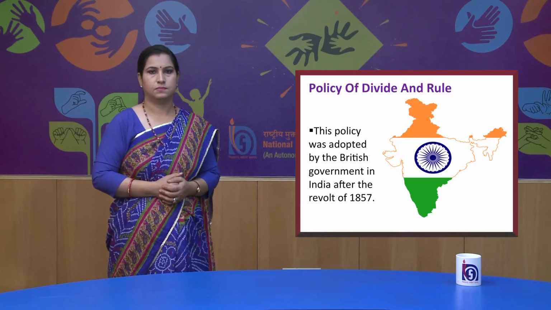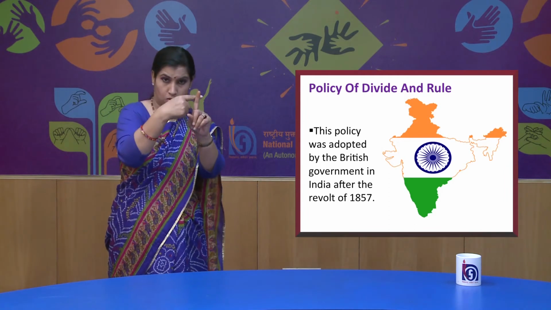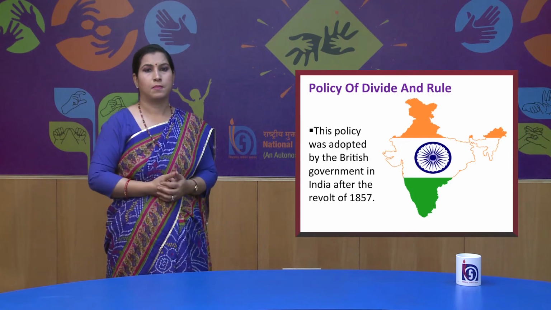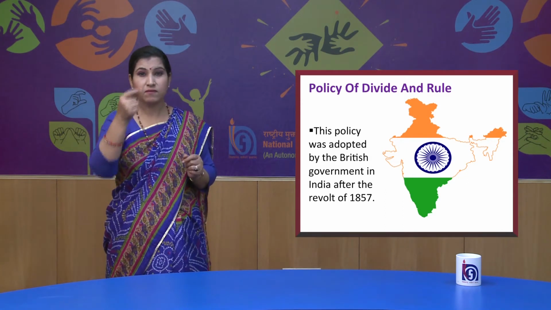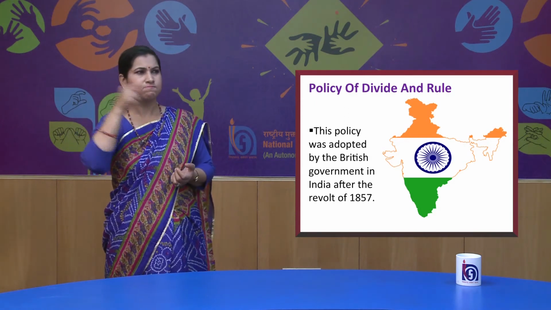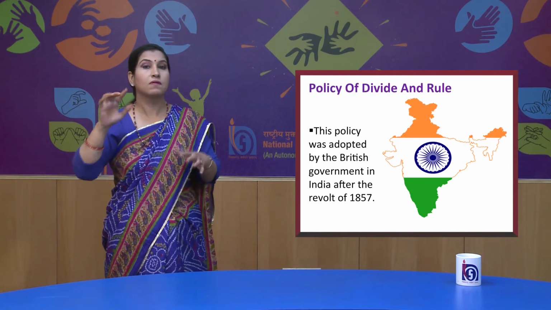Fourth, however, not only good results came out of the revolt of 1857. The biggest negative result was a policy of divide and rule that was followed by the British in India after this revolt.